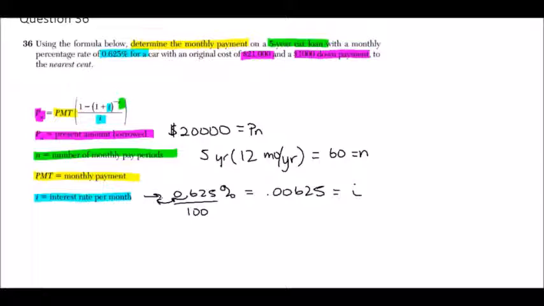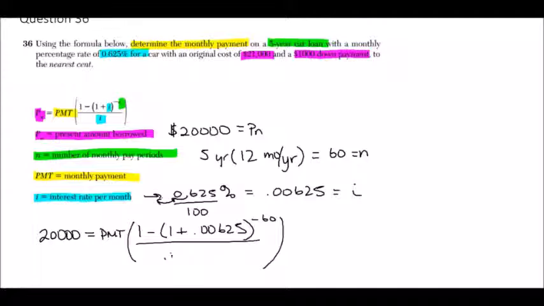Alright, so let's copy the formula in with our numbers in place. So the Pn is 20,000. The PMT is what we're trying to find. The question says determine the monthly payment. That's one variable. And we've got 1 minus 1 plus 0.00625, all raised to the negative 60th, and all of that is divided by 0.00625.